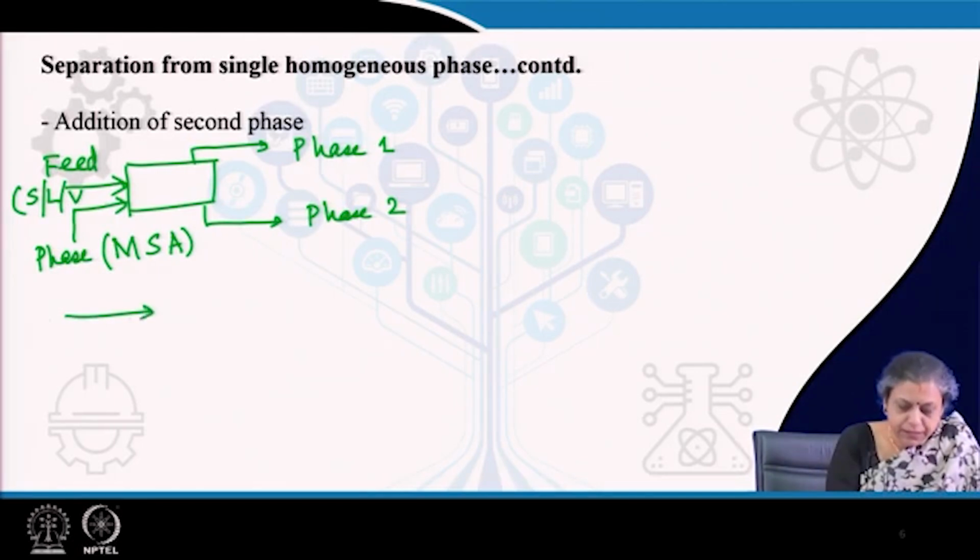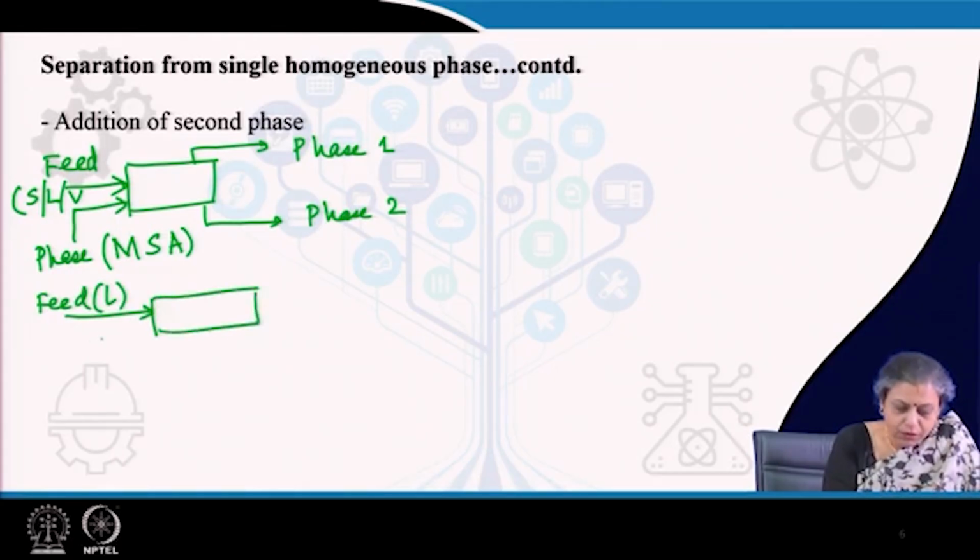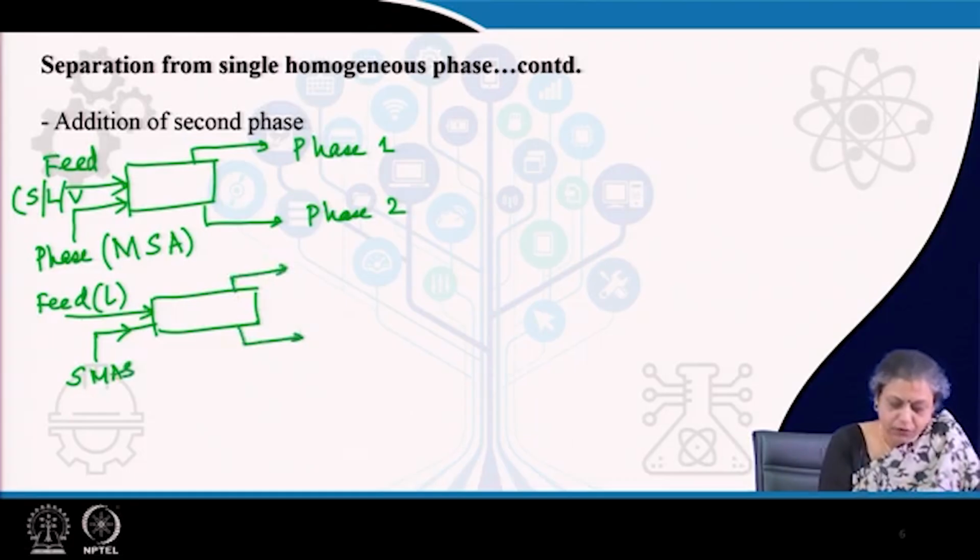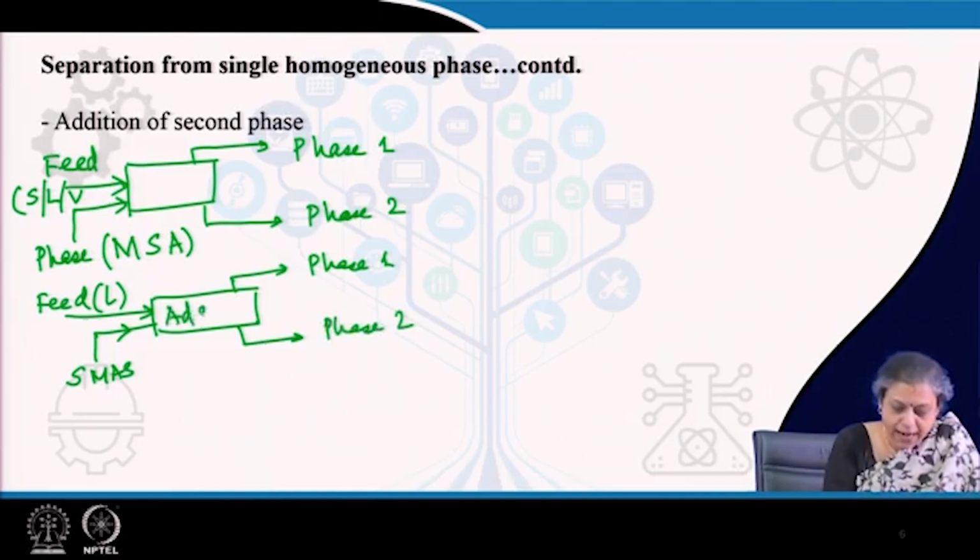For a liquid feed, what is the MSA that we can add? We can add a solid. When we add a solid MSA, what does this solid do? It adsorbs certain components from the liquid feed. The process is known as adsorption.